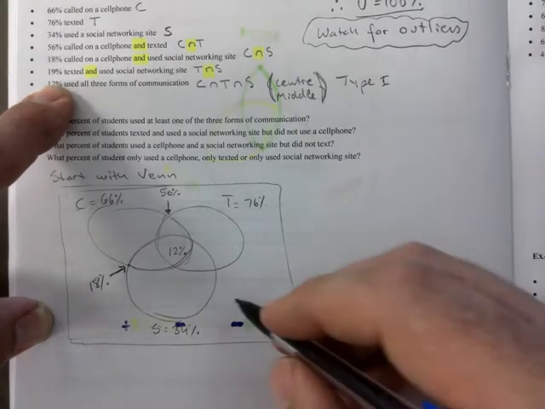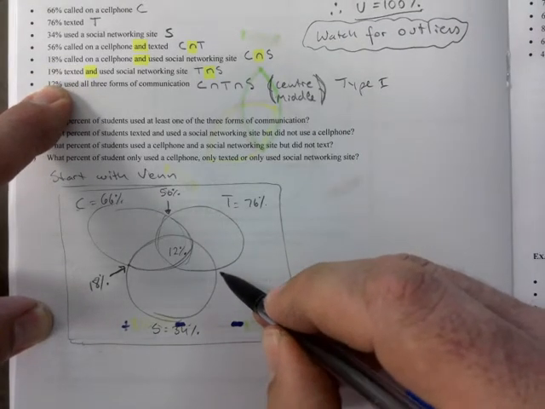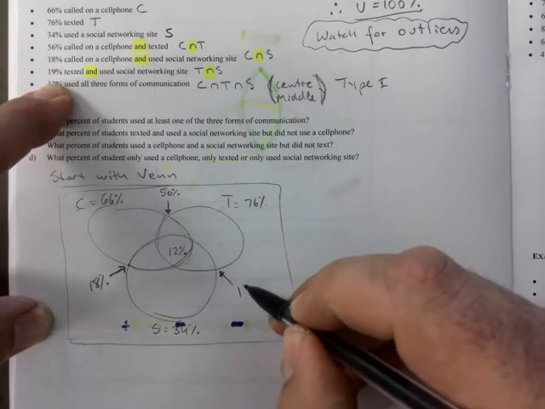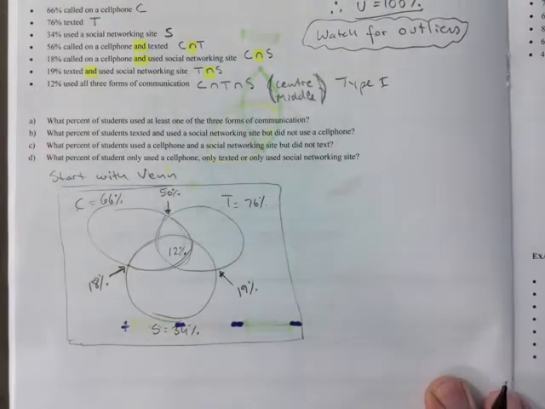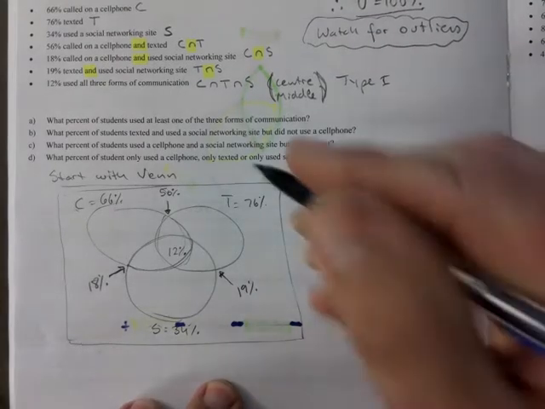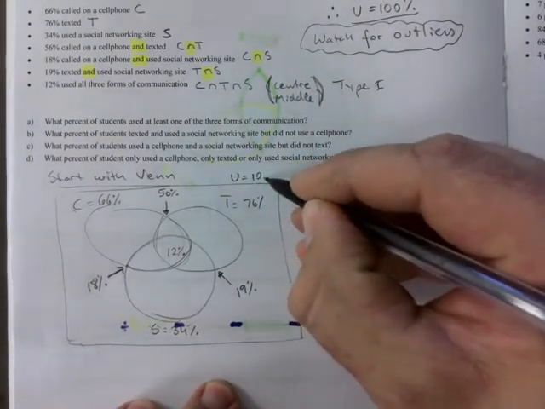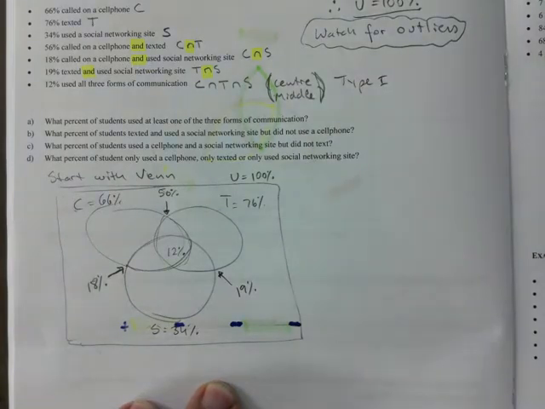Okay. And then TNS, texting and social network, is 19%. Do not put that inside, because then you're going to get it wrong. I know that my universal is 100%. And let's now work our way out. Work out. Okay.